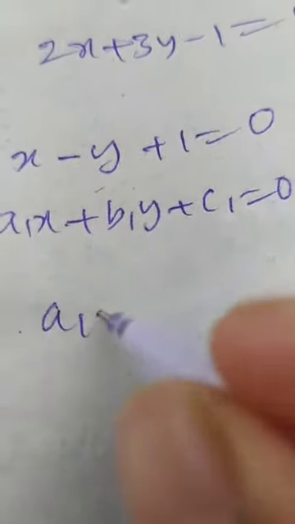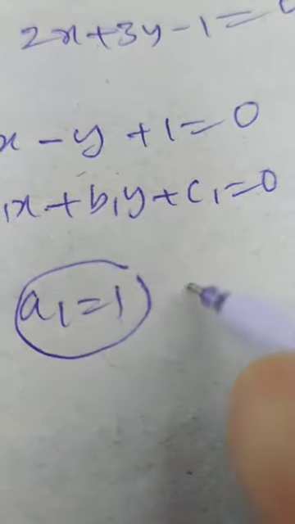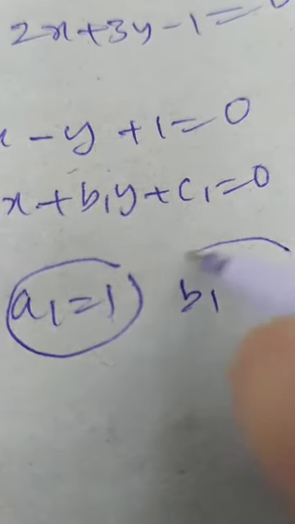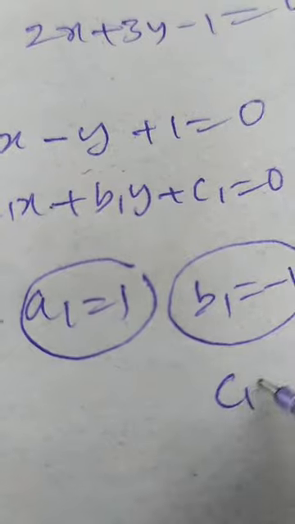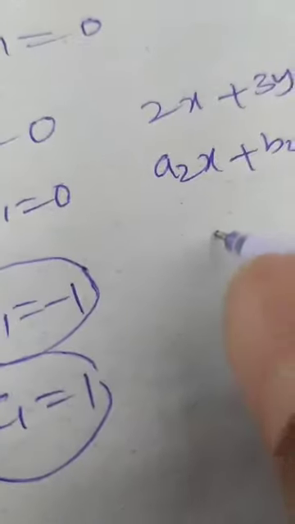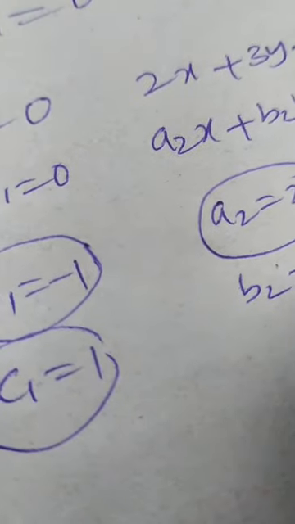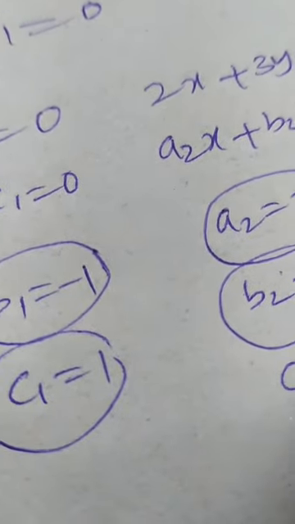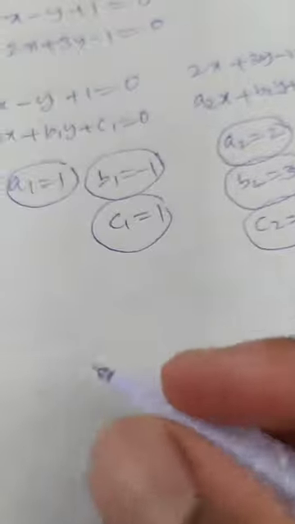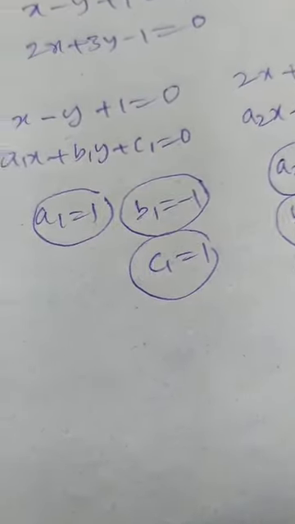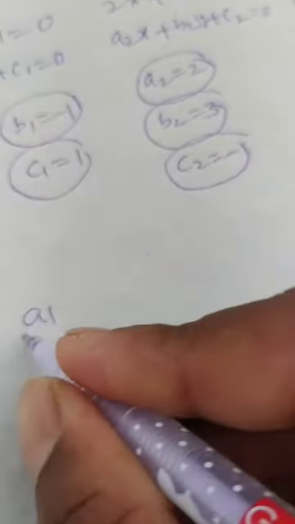So here you will get a1 equal to 1, b1 equal to minus 1, c1 equal to 1, and a2 equal to 2, b2 equal to 3, c2 equal to minus 1 by comparing the coefficients. Okay, so after getting this, to know how many solutions they have, you have to check a1 by a2.